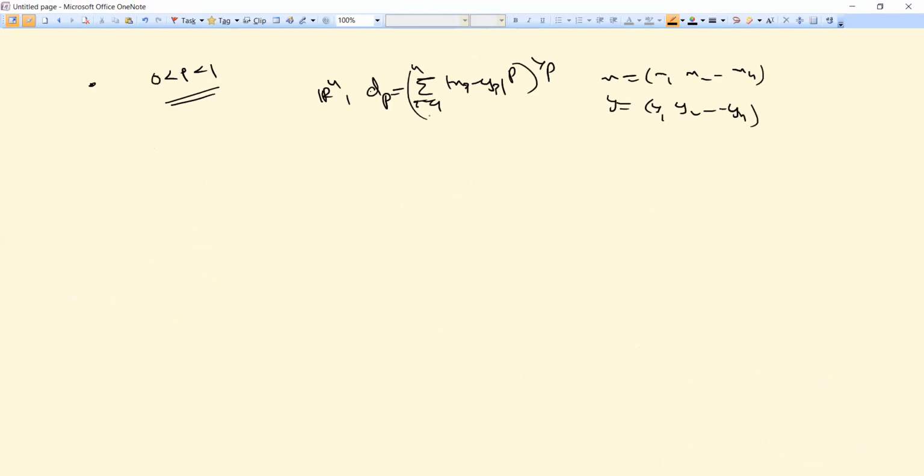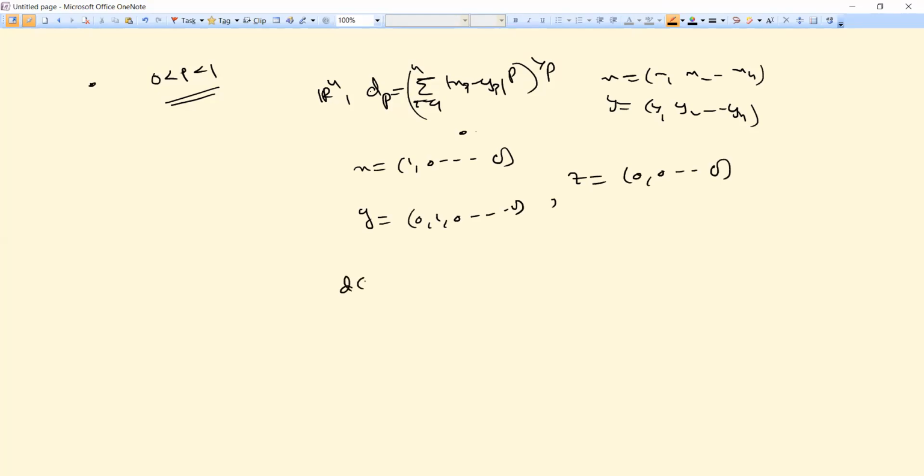Why? Because non-negativity is no problem, symmetry is also no problem, and the second property is also no problem. What is the problem? The third, triangle inequality. Suppose you take x equals 1, 0, 0, 0, 0, y equals 0, 1, 0, 0, 0, 0, and z is the zero vector.